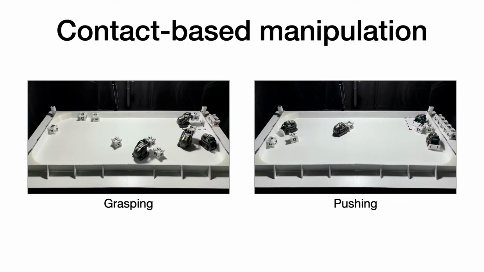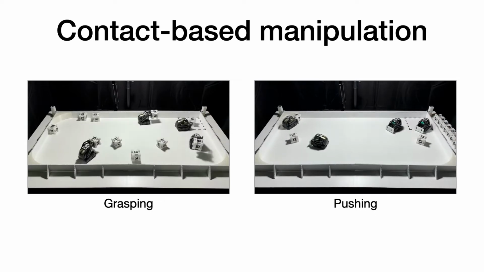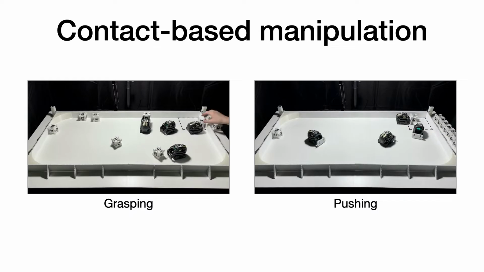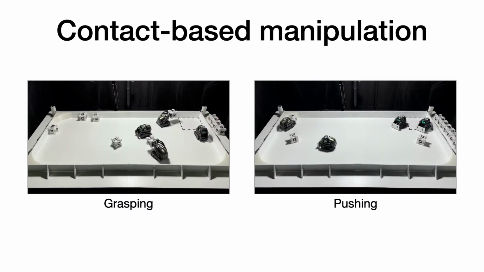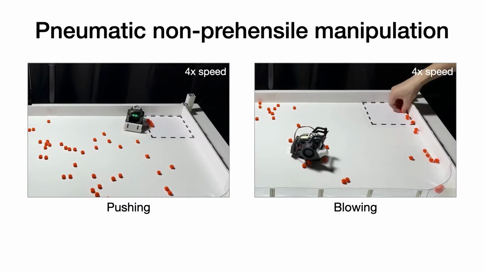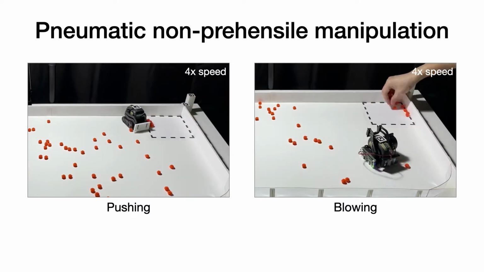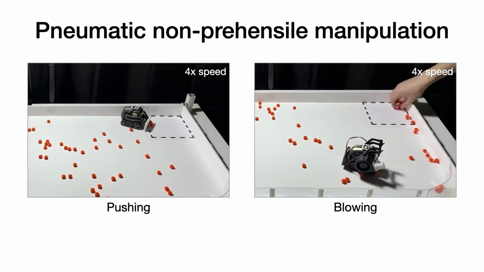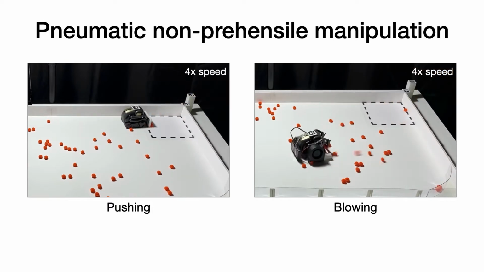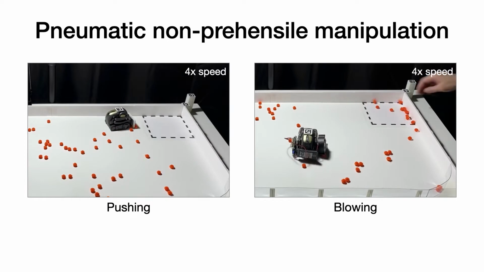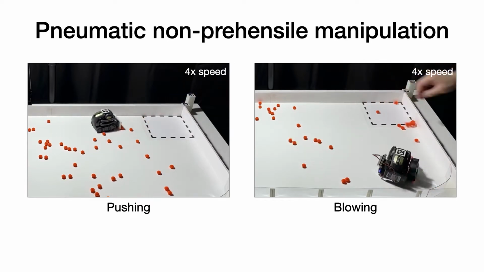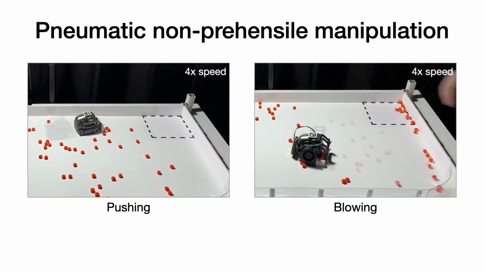In robotics, we typically use contact-based primitives such as grasping or pushing to manipulate objects in the environment. However, in this work, we find that blowing can be a more effective alternative, especially when moving small scattered objects. Compared to contact-based primitives, blowing has several key advantages.